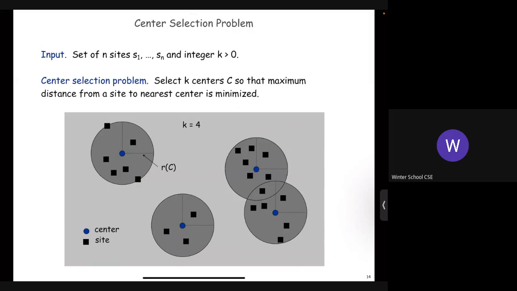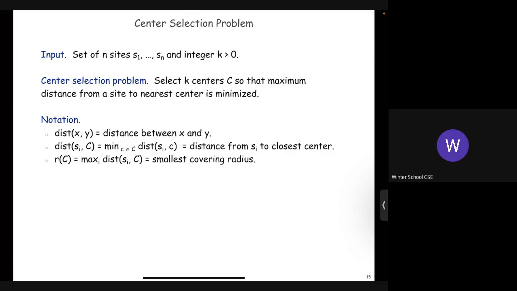Okay. So you understood the question, right? What is our goal? Our goal is to put up these centers so that no site is too far away from any of them. So you want the distance from any site to the centers to be small. Formally, let's fix some notation. What is the distance between x and y? The distance between x and y is the distance between x and y.